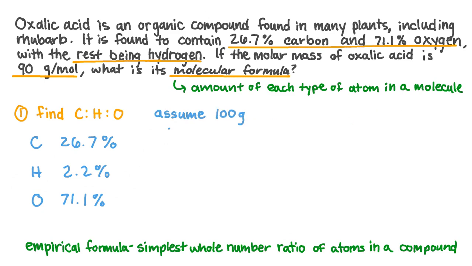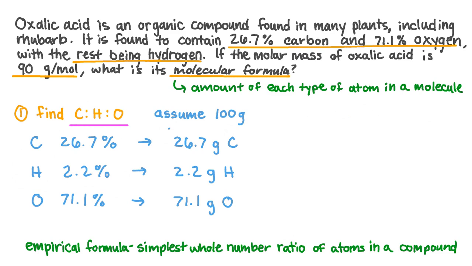If we assume that our sample is 100 grams, we can easily go from these mass percentages into the masses of each element. 26.7% carbon corresponds to 26.7 grams of carbon, since 26.7% of 100 is 26.7. Now we want the ratio of carbon to hydrogen to oxygen, which we can't find using these masses, since there's a different amount of carbon atoms and hydrogen atoms in 1 gram of each element.